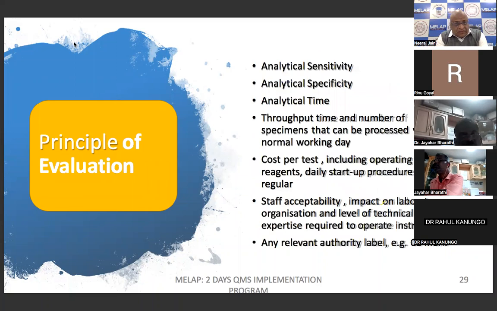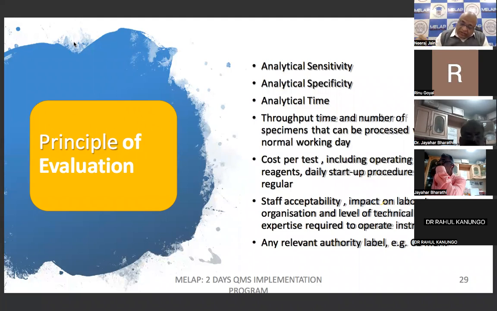Analytical specificity. This machine is measuring that analyte only, nothing else. You must have seen in hematology analyzers, in your 3-part differential, nucleated RBCs are counted as WBCs. Those are not specific for that particular analyte. This is analytical specificity.